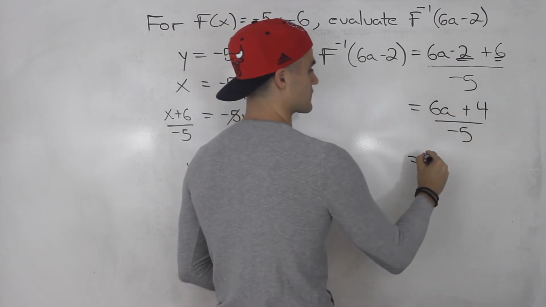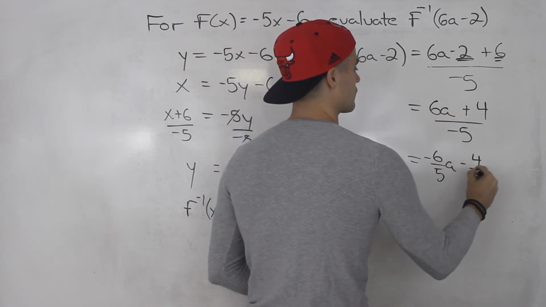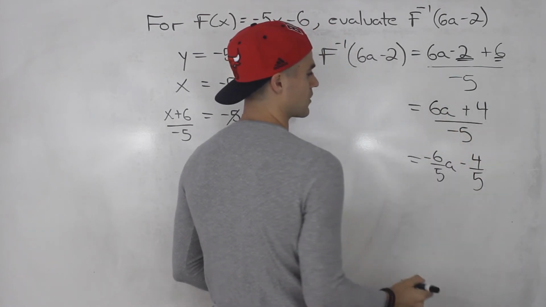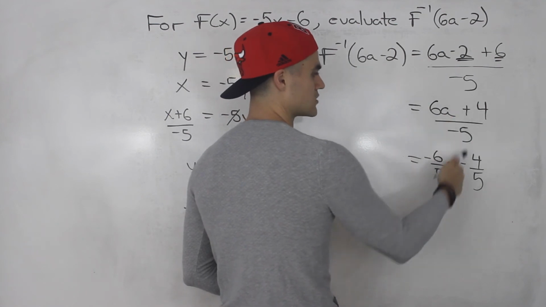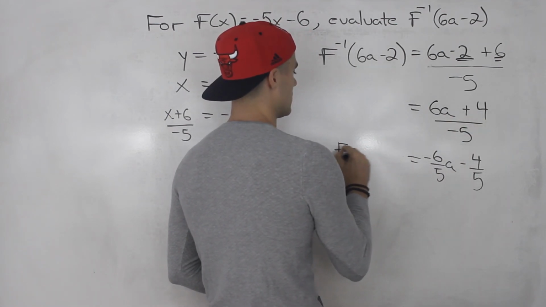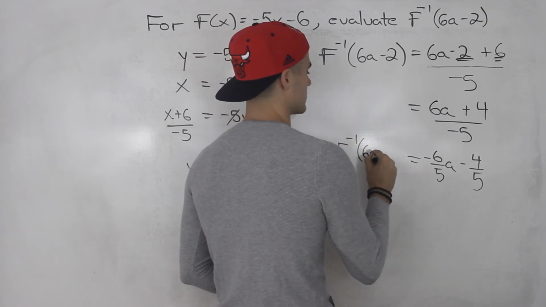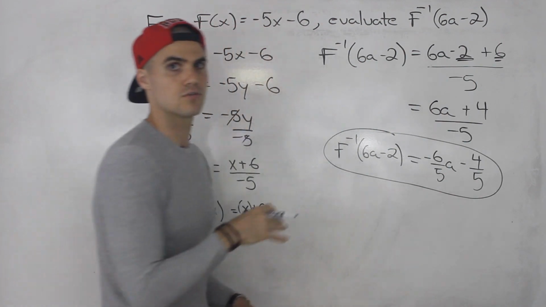You could also split up this fraction, so you could have negative 6 over 5a minus 4 over 5. Right, that negative I just brought up to the numerator for the first fraction, and then the negative I just put in the middle, right, 4 over 5. So either way, both answers work, and that is the answer to this question.